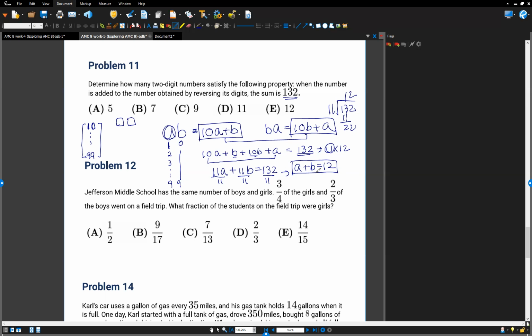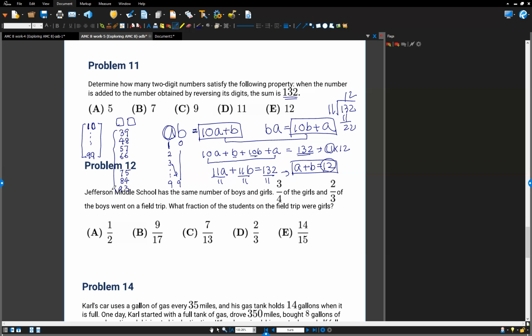Let's start with the smallest one first. 1 plus 9? No, 2 plus 9? That's too small. 3 plus 9, now it's 12, isn't it? Right? 3 plus 9 is 12. That's the number. What is the next number? 48 is 12. 57 is 12. 66 is 12. 75 is 12. 84 is 12. 93 is 12. That's all the numbers.